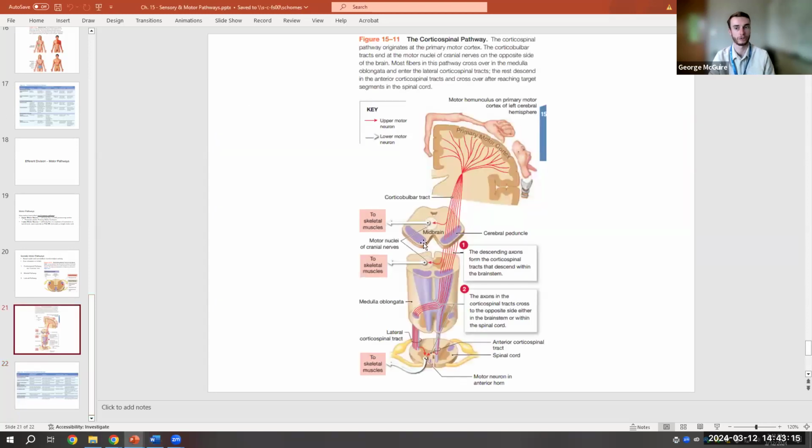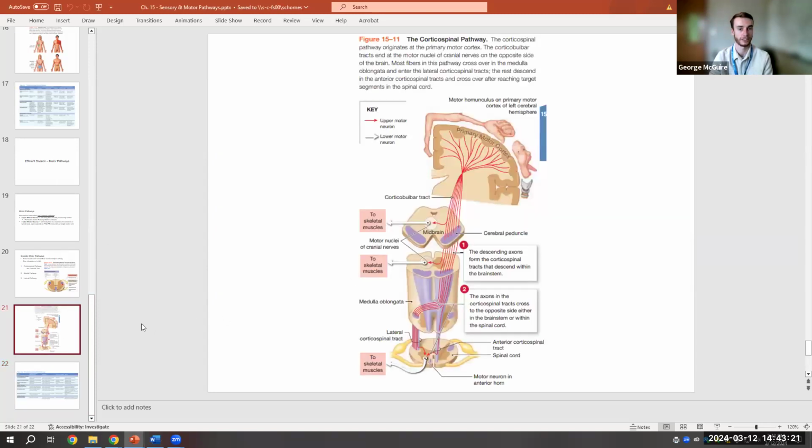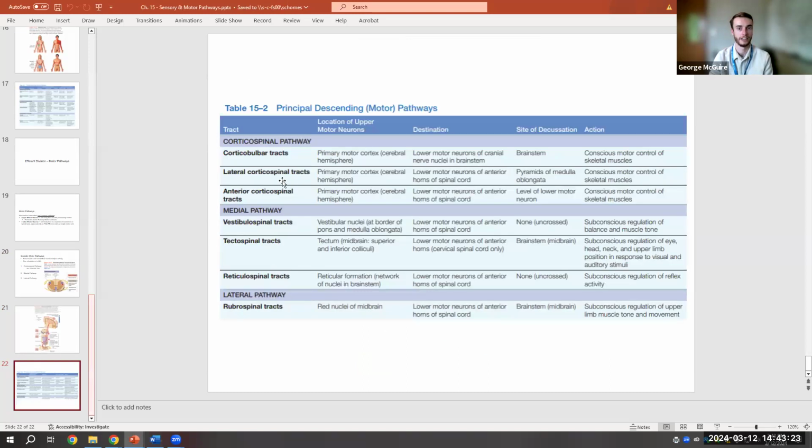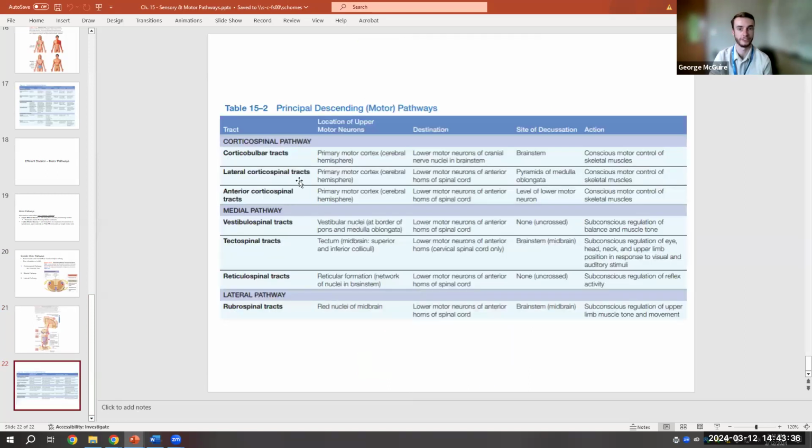We have some crossing in the midbrain as part of that corticobulbar tract. We have some crossing in the medulla oblongata as part of the lateral corticospinal tract. And then the primary or the upper motor neuron itself is going to decussate in the medulla oblongata and continue traveling down the spinal cord for that anterior corticospinal tract.